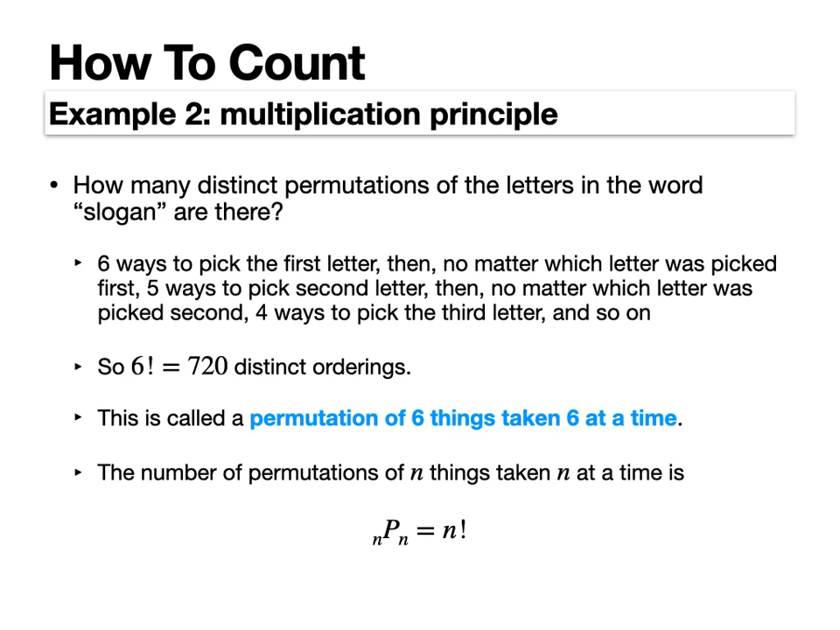This is called a permutation of 6 things taken 6 at a time, and the number of permutations of, in general, n things taken n at a time is going to be n factorial. And we use this symbol nPn to denote that.